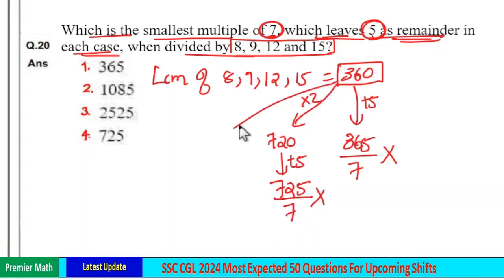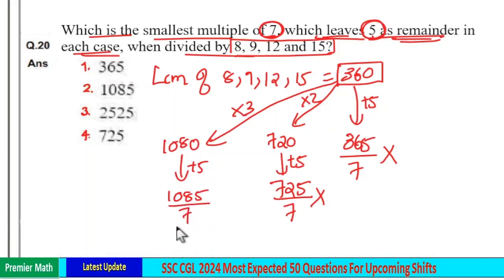725 is not divisible by 7. Now again take 360 and multiply it with 3. Now 360 into 3 is 1080, and add 5 to it, which is 1085. Now check whether this number is divisible by 7. Now you can see 7 goes 1 time in 10, remaining 3. 7 goes 5 times in 35. That is, here remainder is 0, which means this is our answer. Option 2 is your answer.